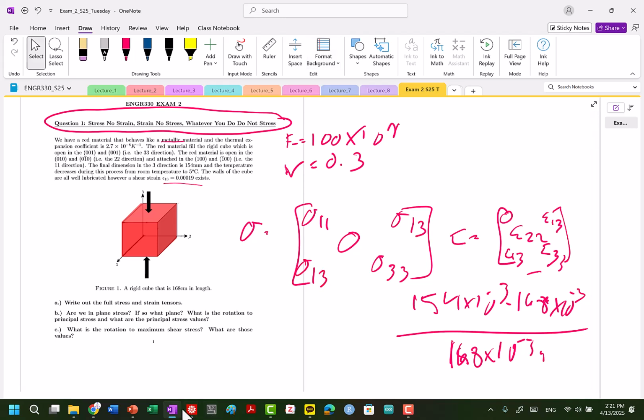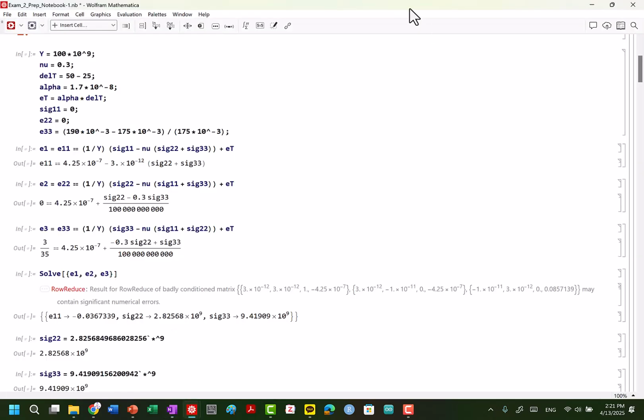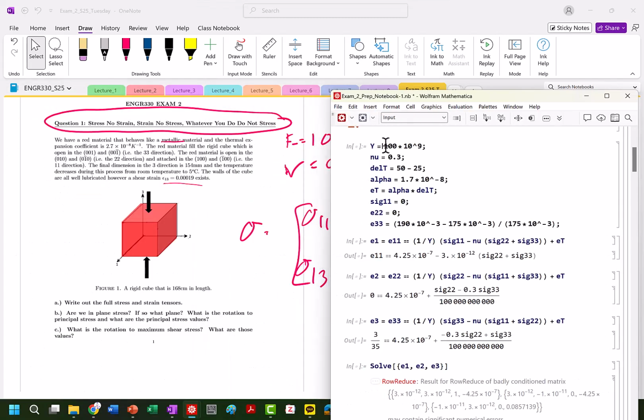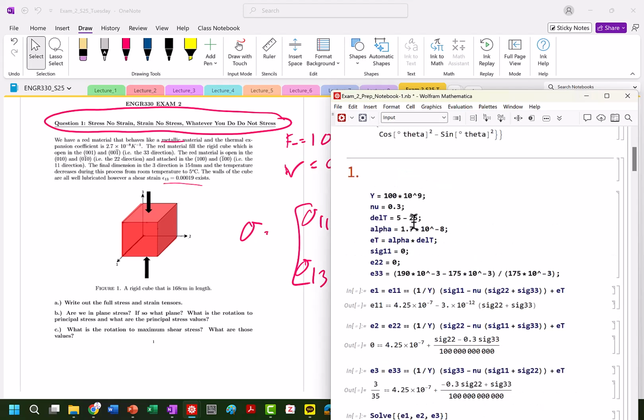So let's go ahead and start to set up our tensors. I've already opened my notebook. We know that our Young's modulus is this. Poisson ratio is this. We are going from room temperature, so it's 5 minus 25, final minus initial. Walls of the cube, 2.7 times 10 to the minus 8. We know that our stress in the 2,2 is 0. Our strain in the 1,1 is 0. And this is going to be 154, 168, 168.